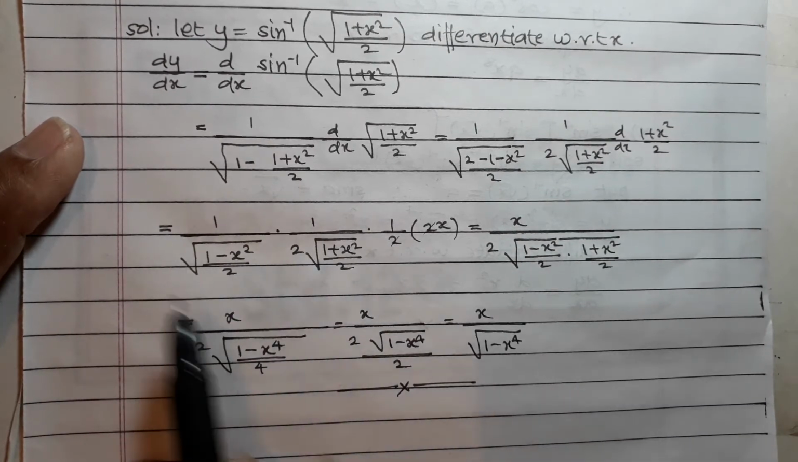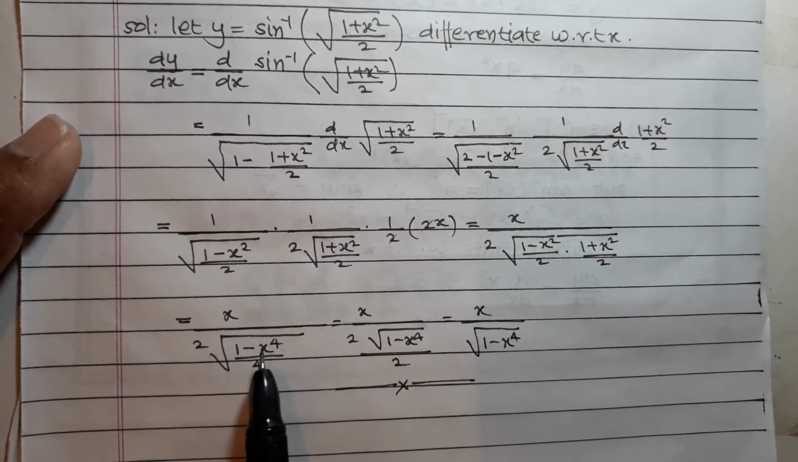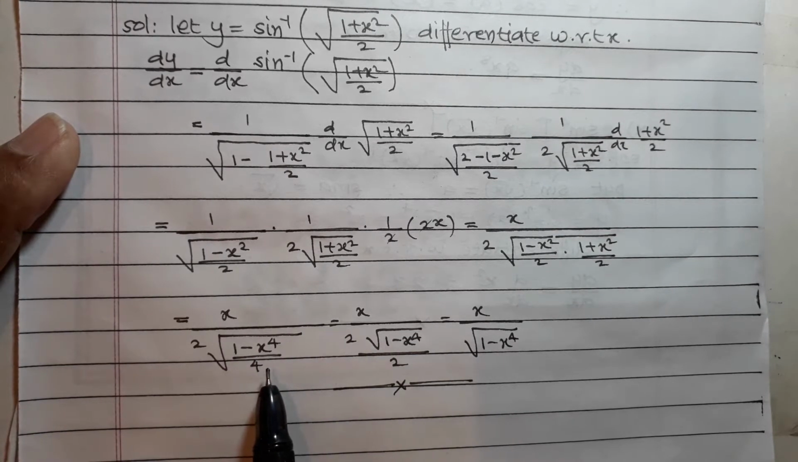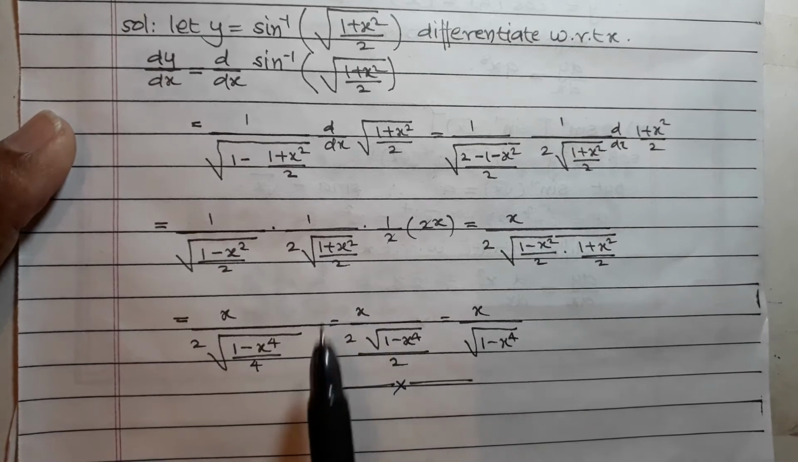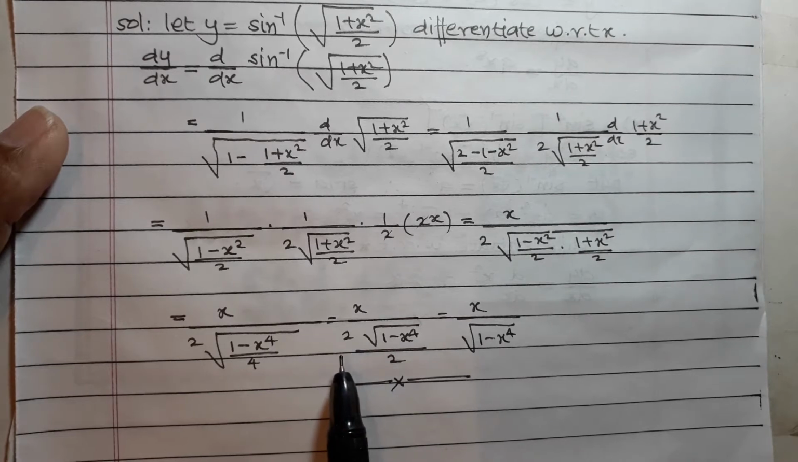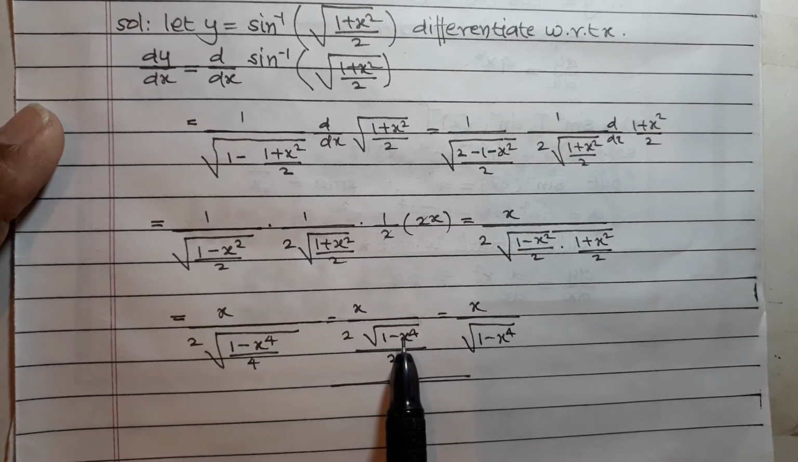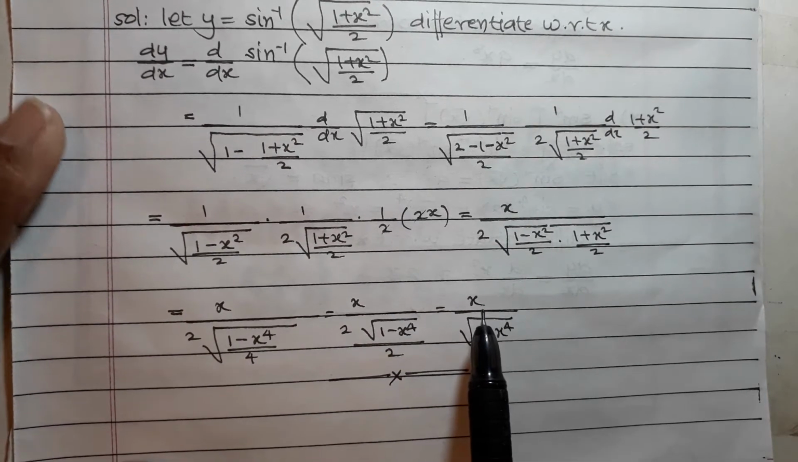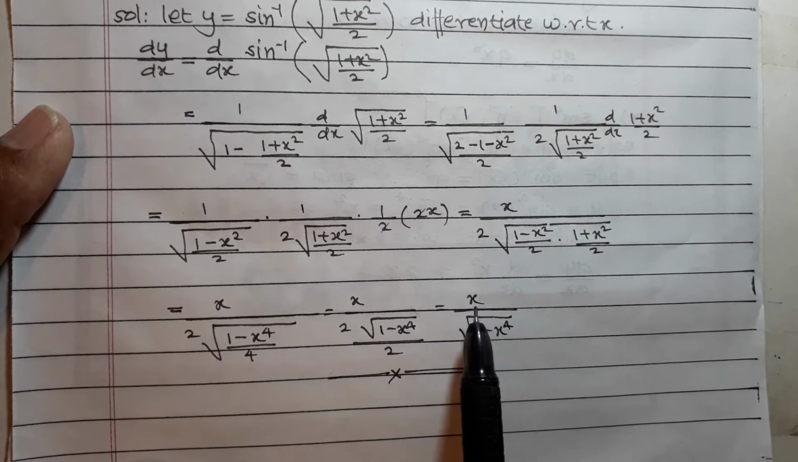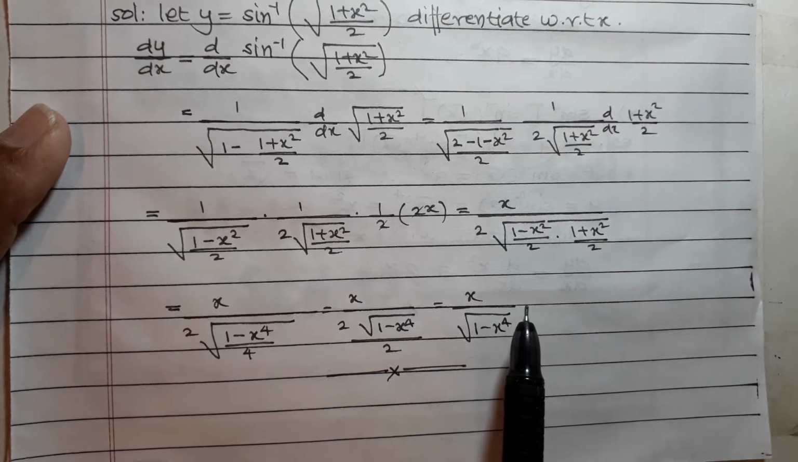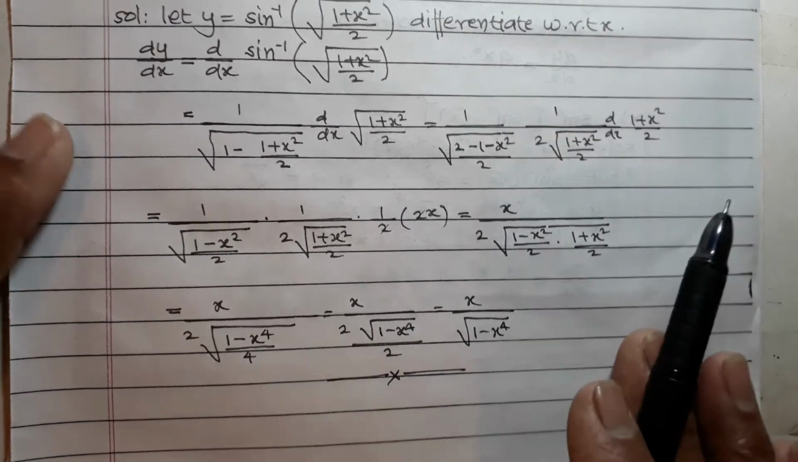This 2 you take here: 2 root of (1 minus x raised to 4) upon 4. Okay, and this simplification you try to understand: x upon 2 into root of (1 minus x raised to 4) upon 2. So these 2 and these 2 get cancelled, and therefore dy/dx is equal to x upon root of (1 minus x raised to 4). Okay.